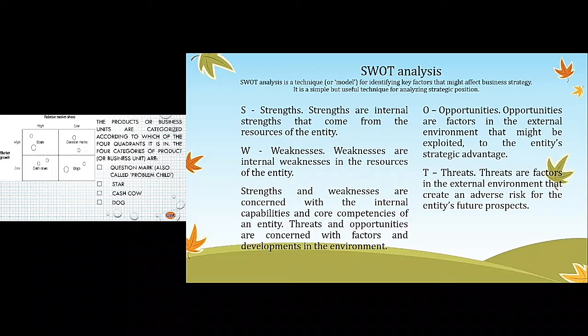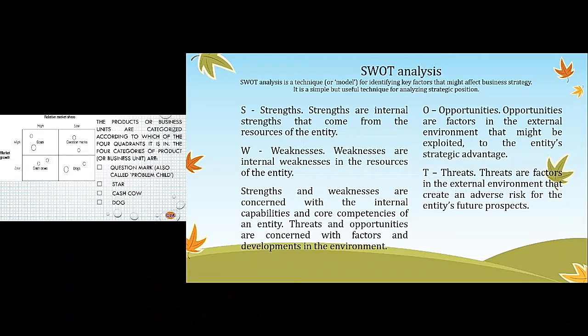SWOT analysis is very effective if we dig deep into what we should actually analyze when using SWOT analysis. And when we want to use SWOT analysis, it simply means S stands for strength, W stands for weakness, O stands for opportunity, T stands for threat. Strength, weakness, opportunity, and threat.